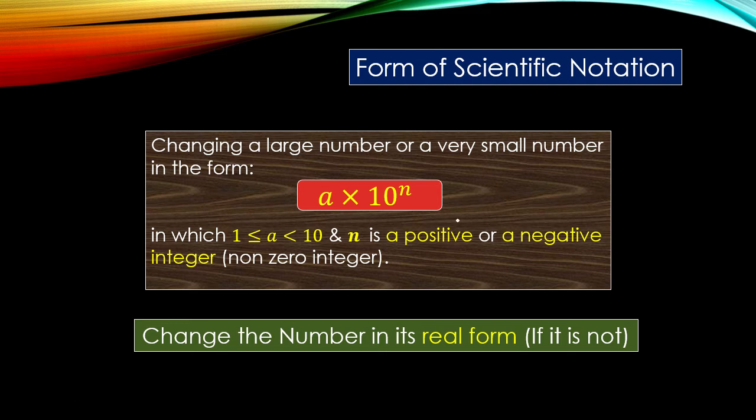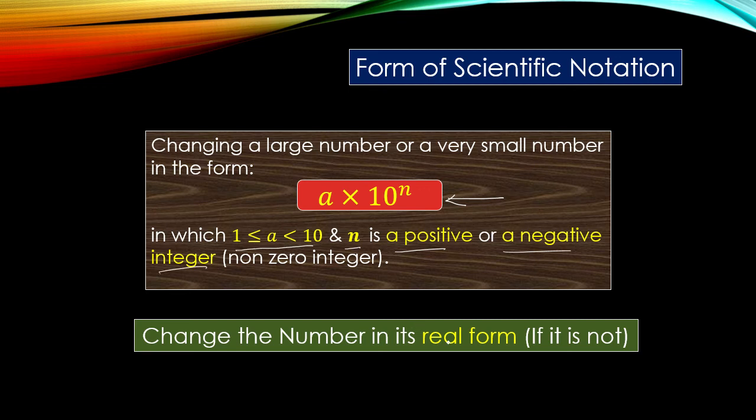Here we are finding a multiplied by 10 raised to n. A multiplied by 10 raised to n is the general form of any number which is changed into scientific notation, where a is less than 10 and greater than or equal to 1, while n is a positive or a negative integer.